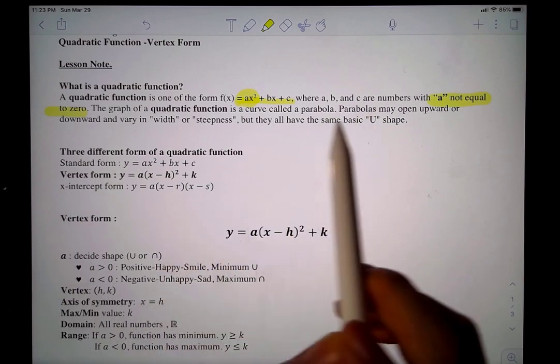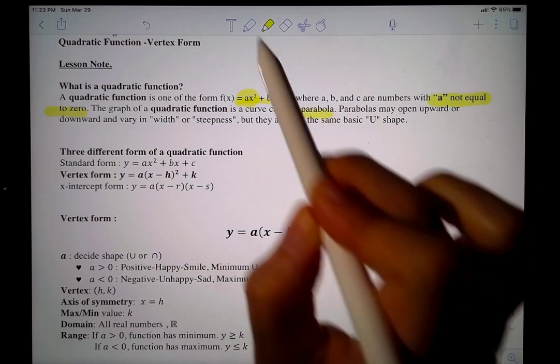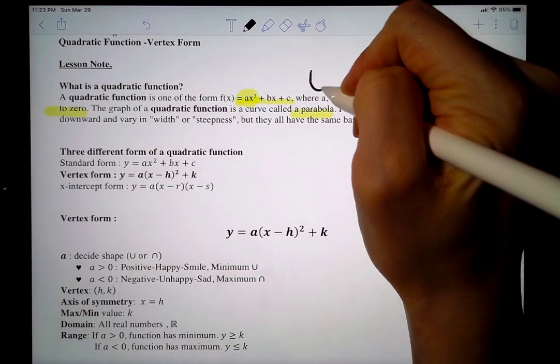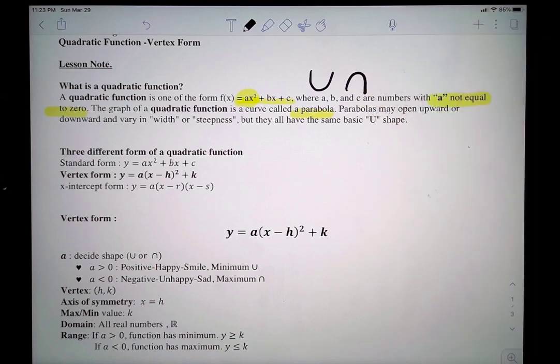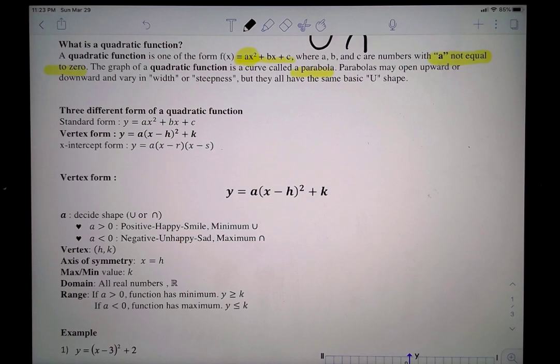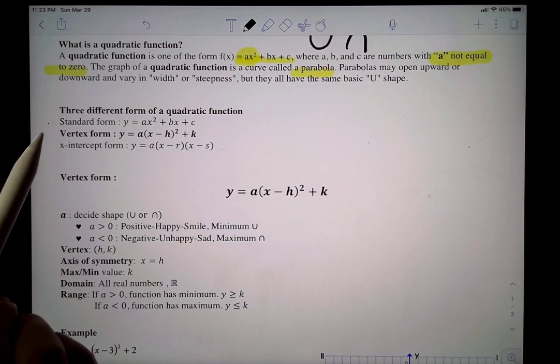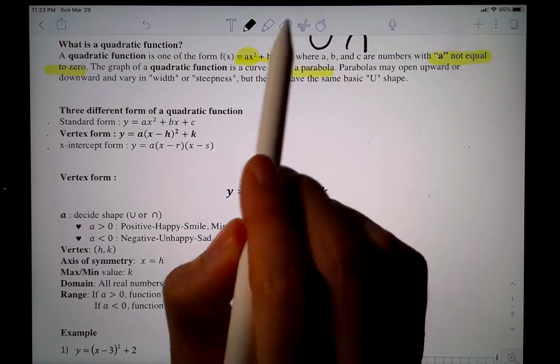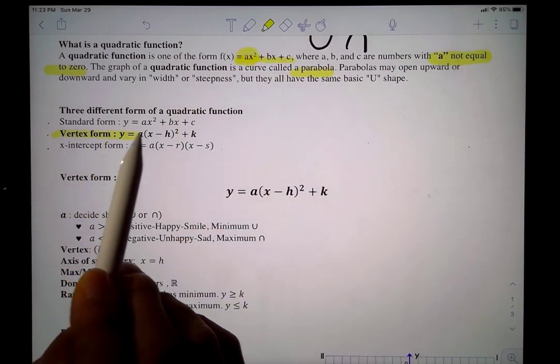And the shape always looks like a parabola. So parabola means it looks like this or that. So that's a parabola, all right? And yeah, let's look at the form. So when it's a quadratic function, this is a big chapter, so probably at the end of the year we will be working on the quadratic function. So there are 3 different forms like this: standard, vertex, x-intercept form. You will learn everything, but today we will do vertex form, okay?